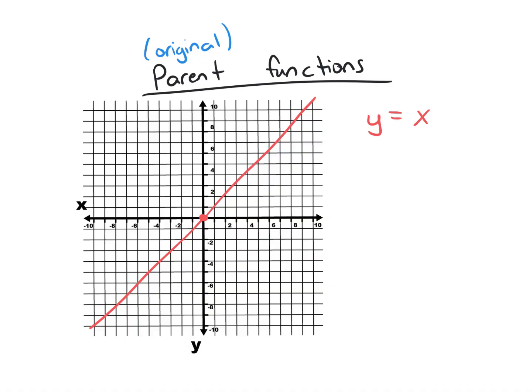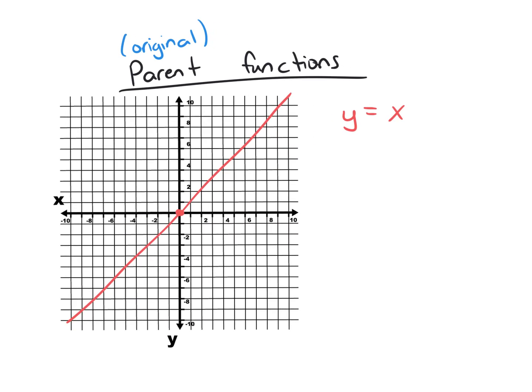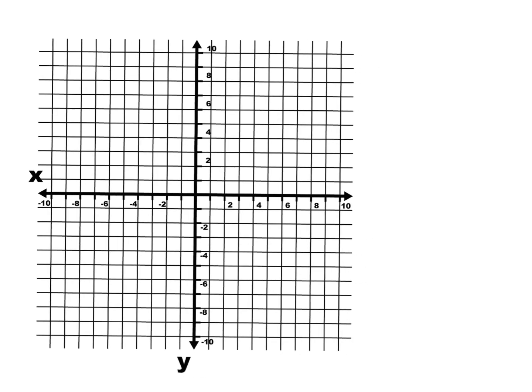The biggest thing about parent functions is that they go through 0, 0, or they start at 0, 0. So y equals x looks like a straight line through the origin. The next one, on your next graph, we're going to talk about y equals x squared. This is also a parent function.